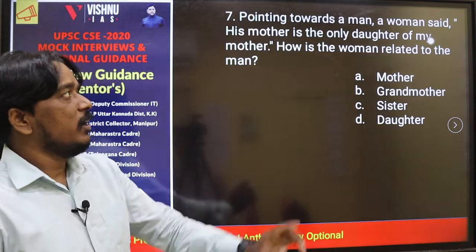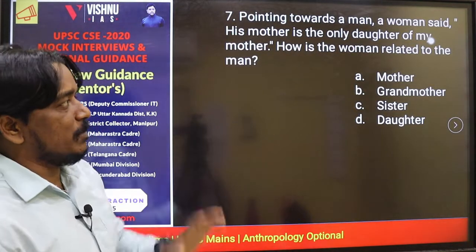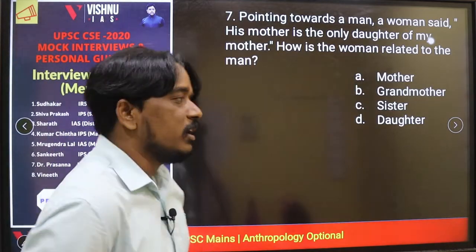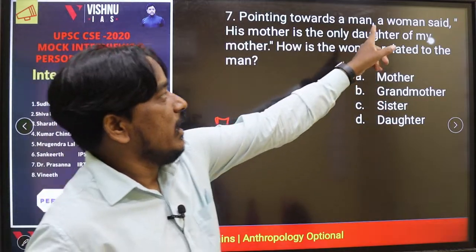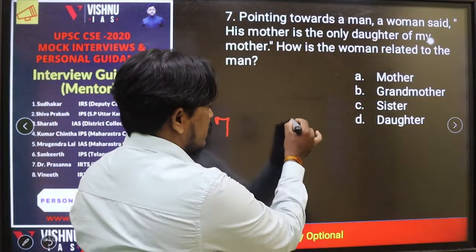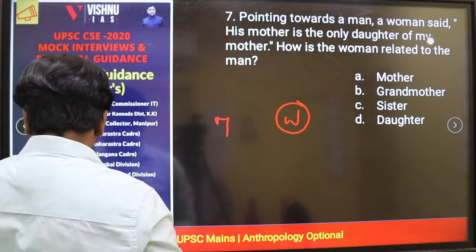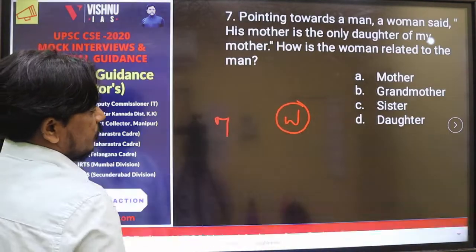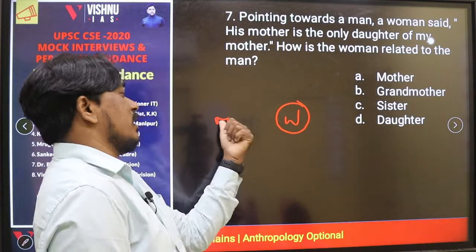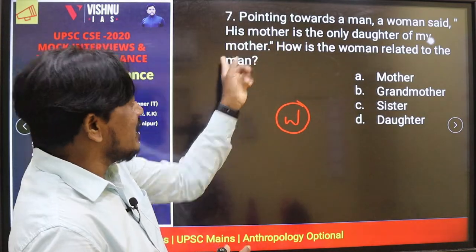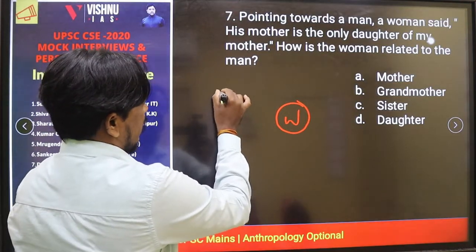Now if you observe, pointing towards a man, a woman is saying something. Here we are talking about a man, obviously male. A woman is saying something. Who is telling here? The woman is telling this particular data. What is this woman saying, we'll see. His mother: the woman is saying about this particular man. See, his mother, this person's mother, means in the above generation you will get.